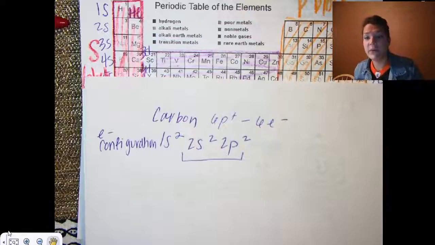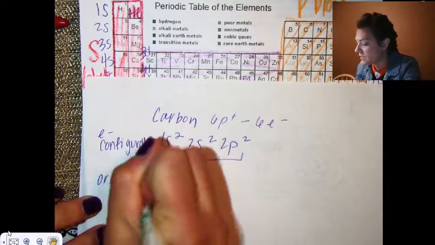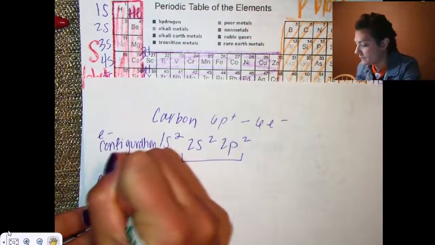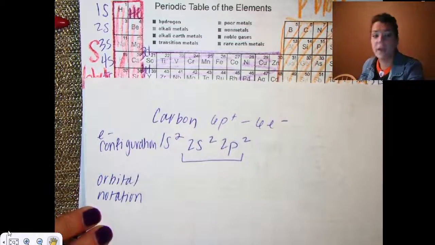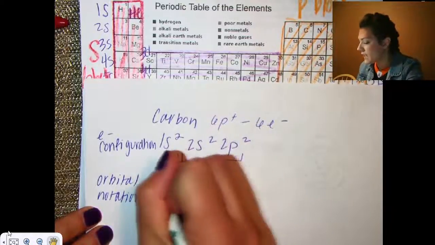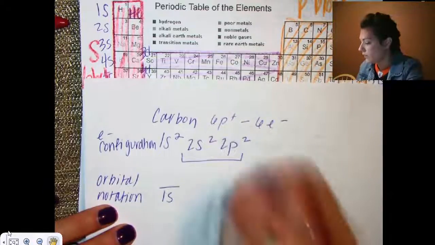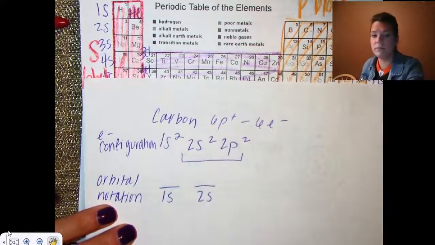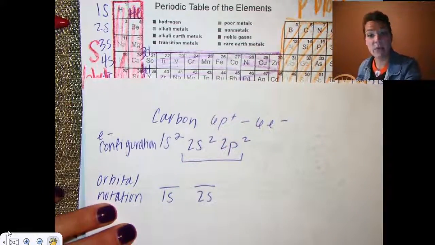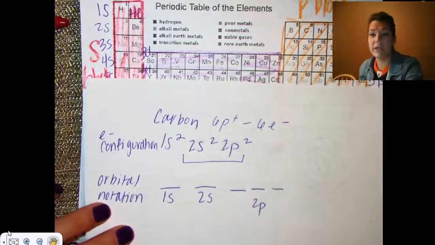The second way that we can show this is orbital notation. And orbital notation shows us how the electrons spin, okay? In orbital notation, we actually draw lines to represent the orbital, okay? So in this case, I'm going to draw 1s with a line, 1 orbital for 2s, and then how many orbitals does p have? I hope you said 3. So I need 3 orbitals for p.